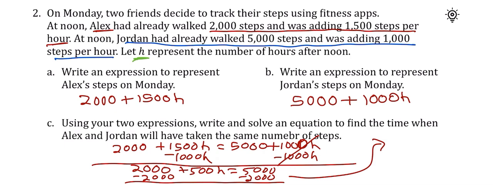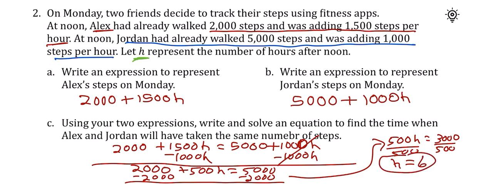And we're going to write the new equation right here, which is going to be that 500H equals 3,000. Divide both sides by 500, and we get that the number of hours since noon that have occurred until the time that Jordan and Alex have the same number of steps is 6.